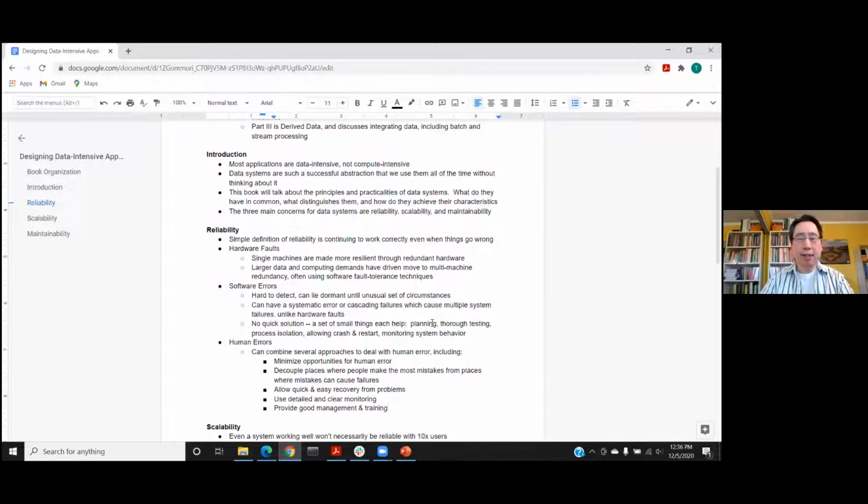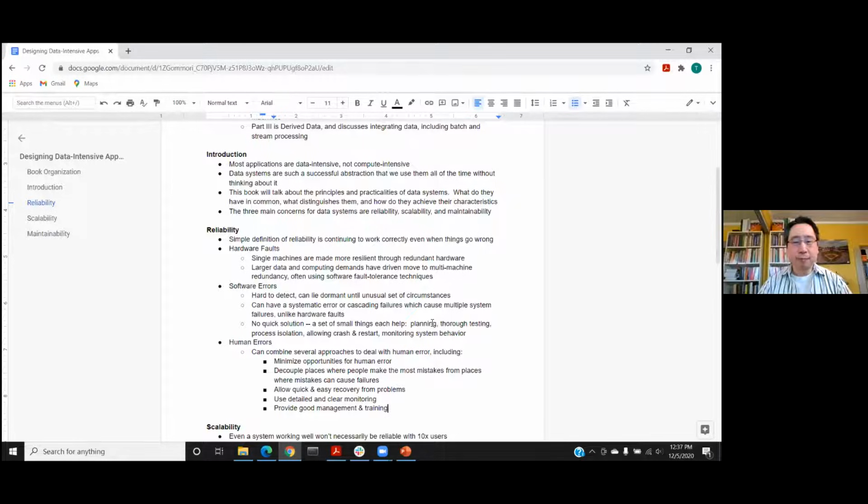So reliability, the simple definition he gives is things continue to work right even when various things go wrong. And then he explains different kinds of things. For hardware faults, everyone knows that hardware is not going to last forever. You're always going to have different kinds of issues. So for a single machine, we've long figured out how to build servers that have two power supplies, two network cards, all kinds of redundant things, RAID arrays of disks, things like that. But as you get larger and larger, then you can't necessarily continue to scale that pattern.